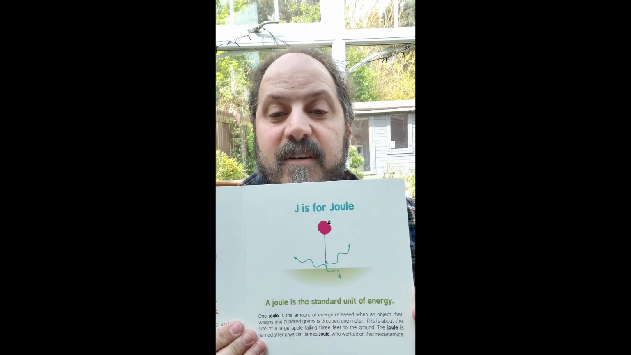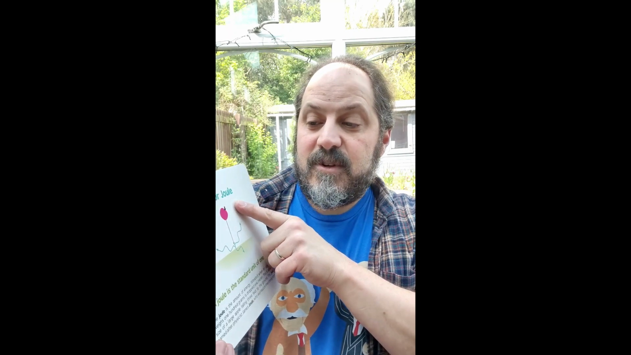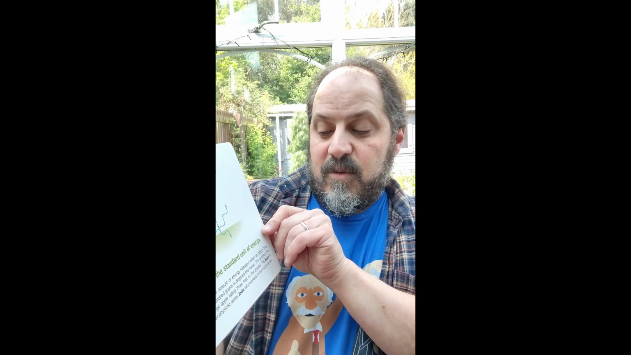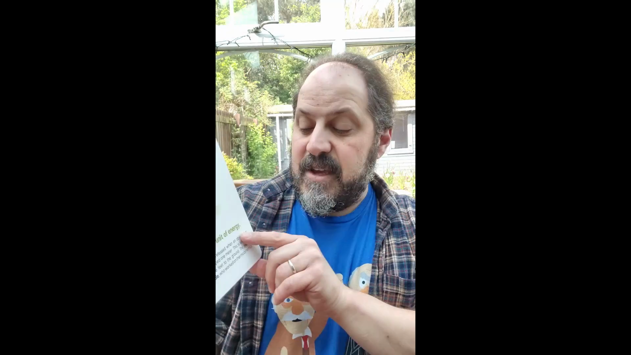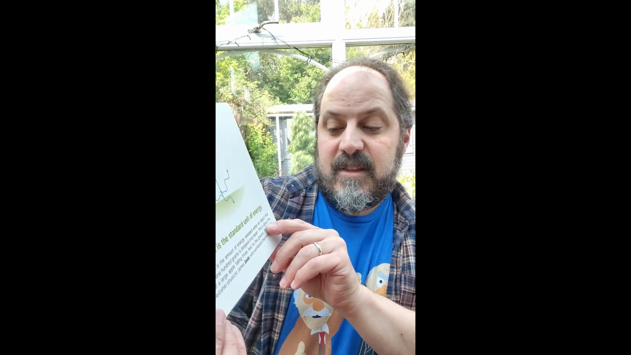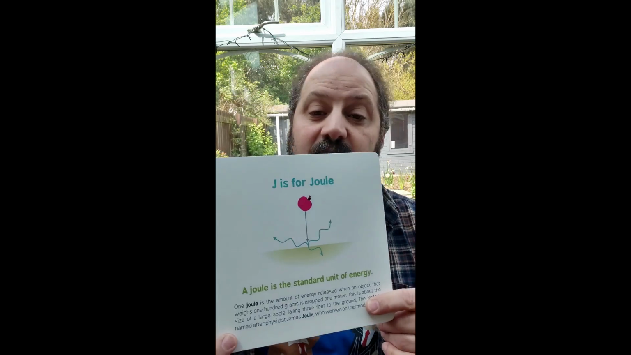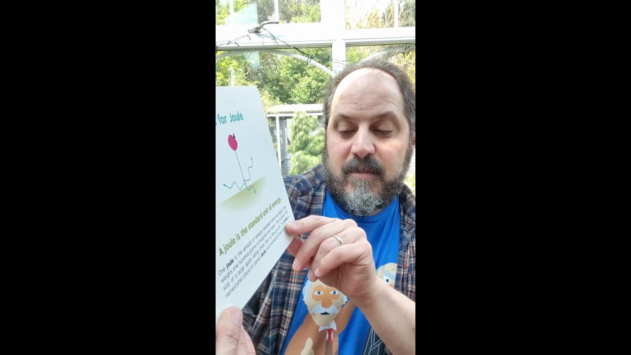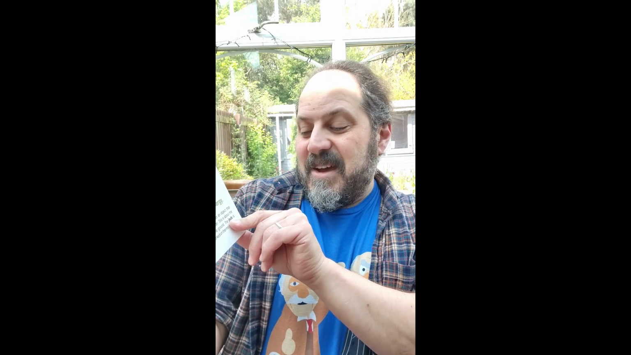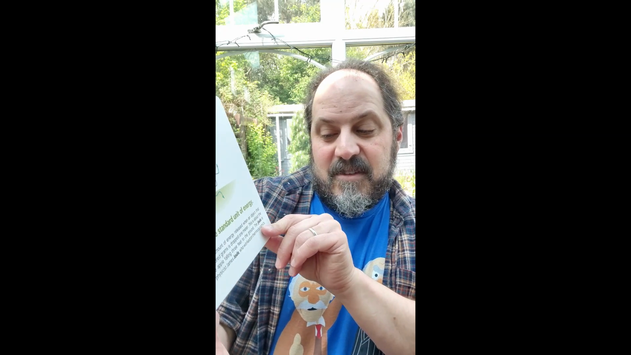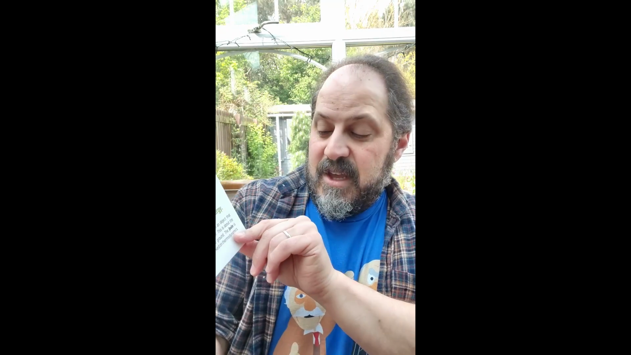All right. A joule is a standard unit of energy. J is for joule. And 1 joule is the amount of energy released when an object that weighs 100 grams is dropped 1 meter. Oh, yeah. This is about the size of a large apple falling from 3 feet to the ground or hitting Newton on the head. The joule is named after the physicist named Joule, who worked on thermodynamics.